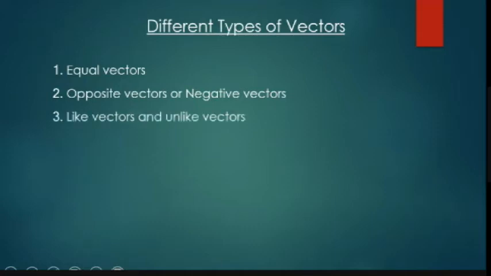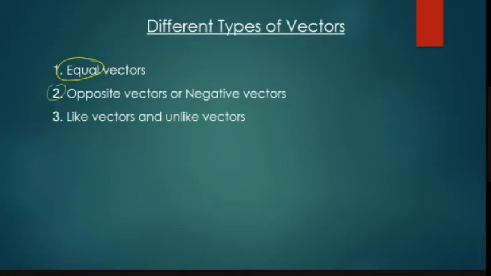Okay, next one, like vectors. Can you just guess? It's not that easy. Like vectors: if you consider the first two cases, then you will understand what like vectors will be. In equal vectors, the magnitude should be the same and the direction should be the same.